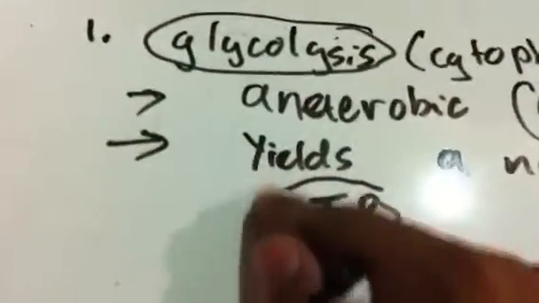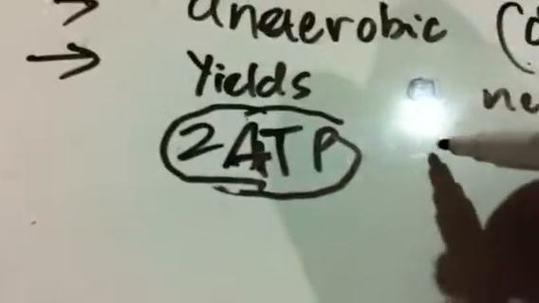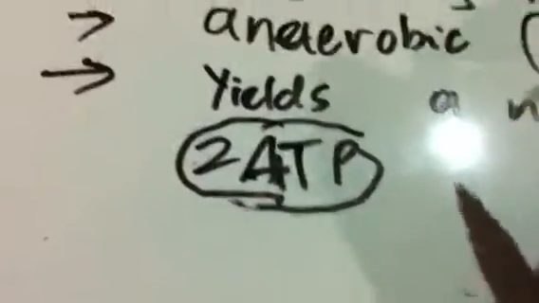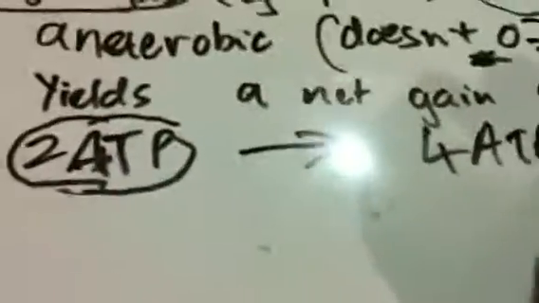Actually, sorry. 2 ATP. So scratch what I just said. 2 ATP are required to make this process actually start. So then what happens is we get 4 ATP yielded from this process.